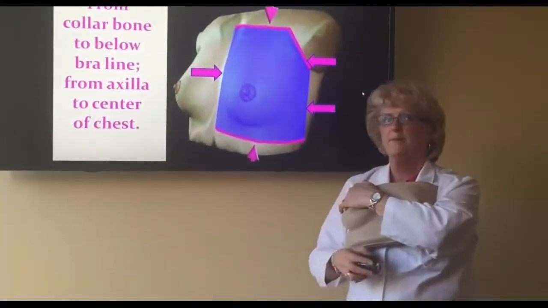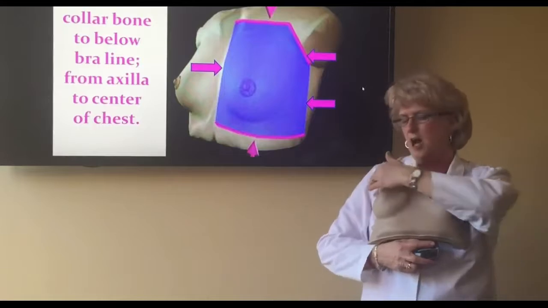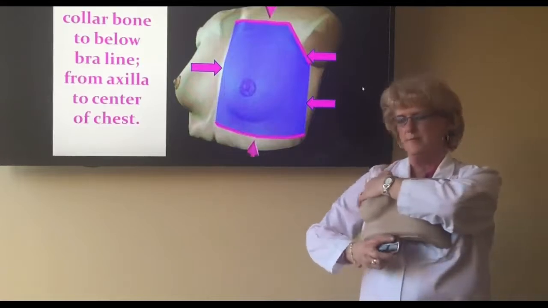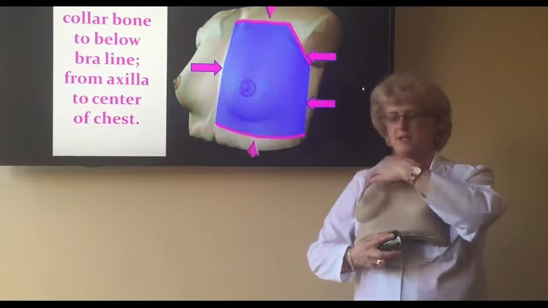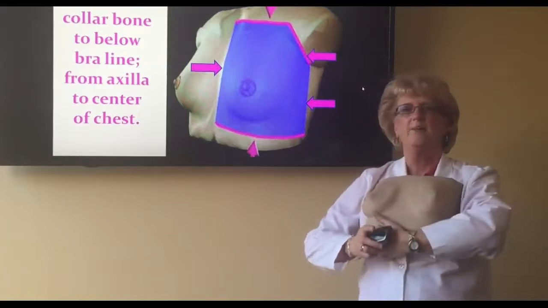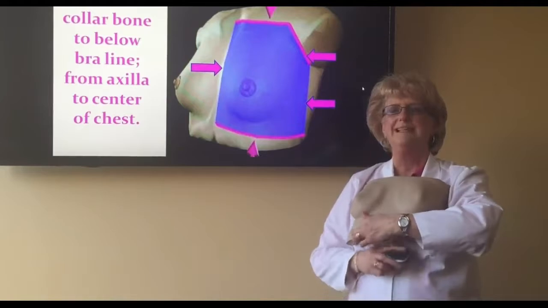Next, we're going to know our perimeter. The perimeter goes from the center of our chest all the way up underneath our arm to our collarbone, this clavicle up here, underneath our breast, which is called the bra line. So this is the complete area.